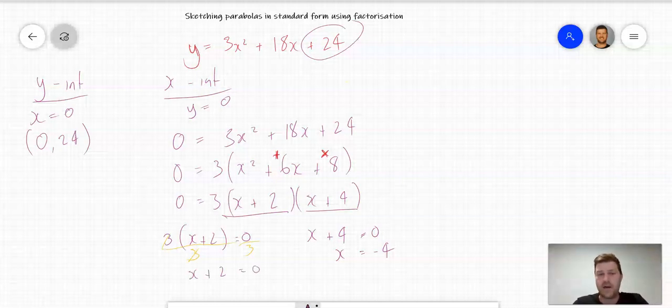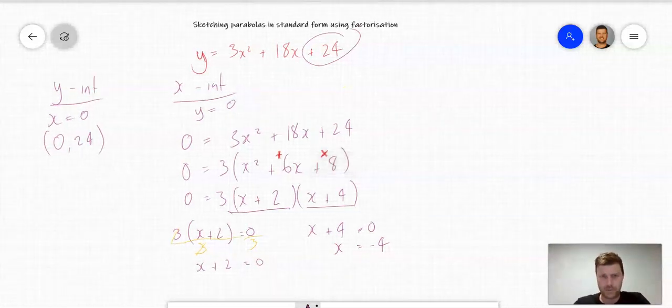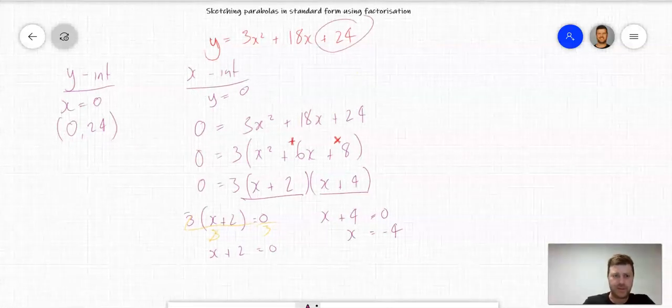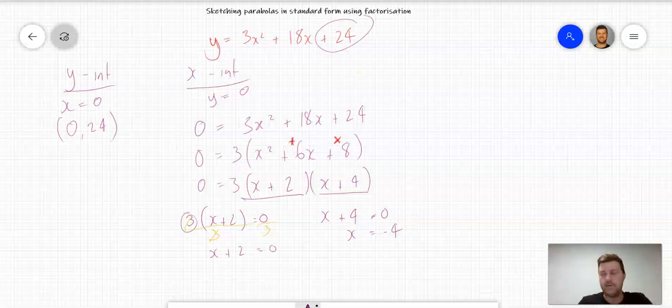That's why it didn't really matter whether I had the 4 or the 2 on that side, because that 3, at this point when I'm using the null factor law, is irrelevant. We're still going to factorize it first and take it out, don't get me wrong. But when we're at the null factor point, it doesn't really matter because it becomes 0 divided by whatever that common factor is, which is still 0.